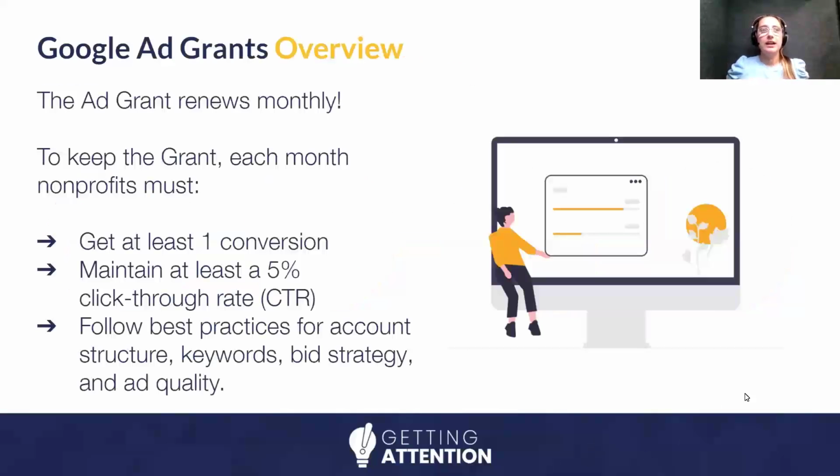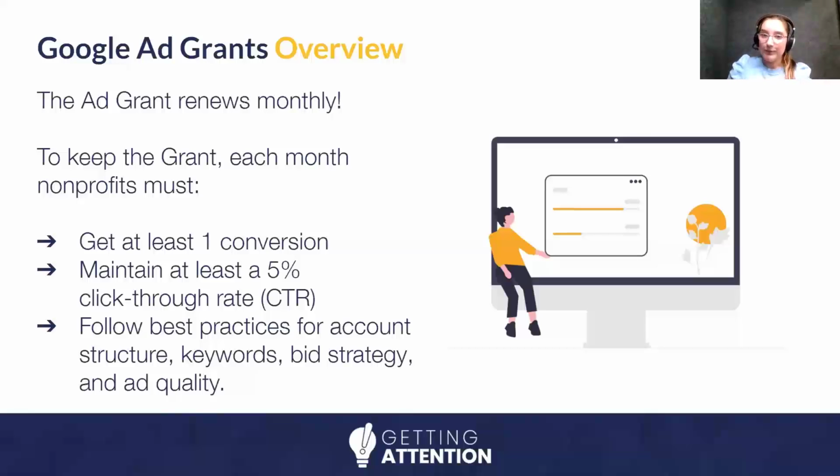I also just want to answer a couple of questions because I get these frequently, which is, do we have to keep reapplying for the ad grant over and over once we get it? The answer is, if you stay in good standing with the ad grant, no. You get it one time, it renews monthly in perpetuity until and unless Google changes something about the program. So as long as you meet the requirements, you're good. It's a one-time apply thing.